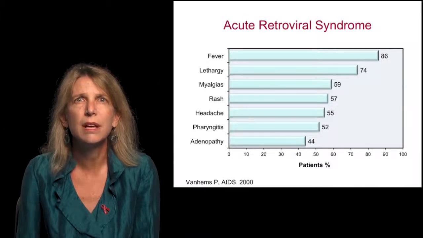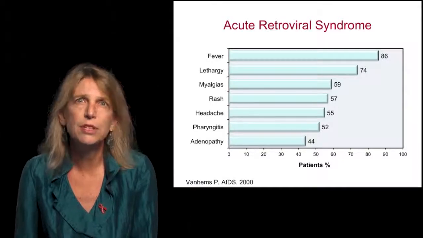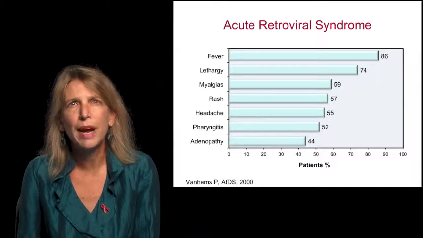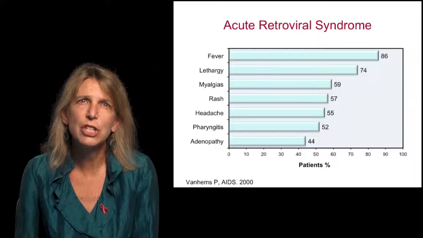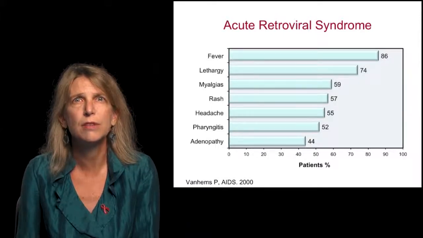In one series, fever was the most common manifestation, present in 86% of patients. Lethargy or fatigue in 74%. Myalgias, rash, headache, and pharyngitis in about half of the patients. Diffuse lymphadenopathy is also very common in the acute retroviral syndrome.